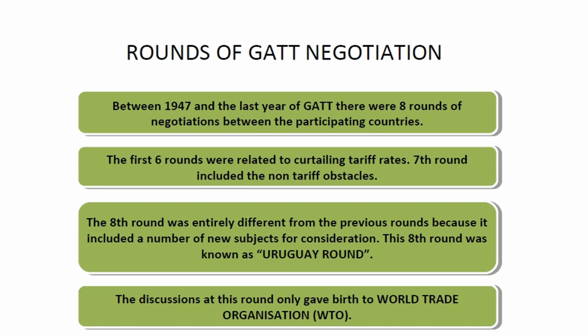Between 1947 and the last year of GATT, there were 8 rounds of negotiations between the participating countries. The first 6 rounds were related to curtailing tariff rates. The 7th round included the non-tariff obstacles. The 8th round was entirely different from the previous rounds because it included a number of new subjects for consideration. This 8th round was known as the Uruguay Round. The discussion at this round gave birth to the World Trade Organization.